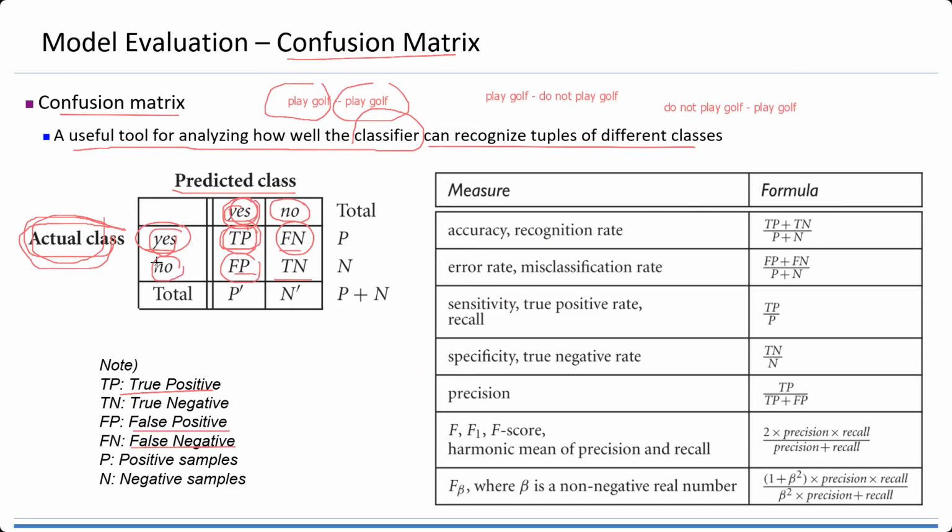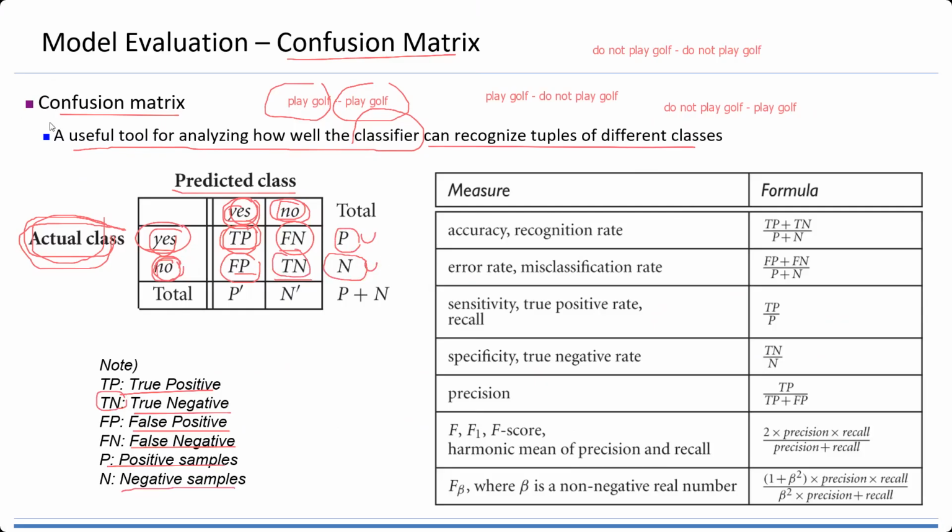And the last one is no and no. It means the person does not play golf, and the AI also predicts the person does not play golf. So this is the TN, or the true negative. We have P, the positive samples, and N, the negative samples. The positive samples means the number of people who play golf, and N is the number of people who do not play golf.